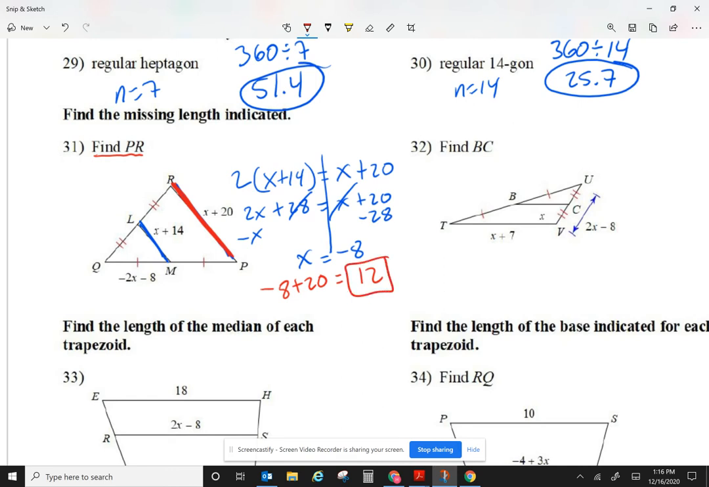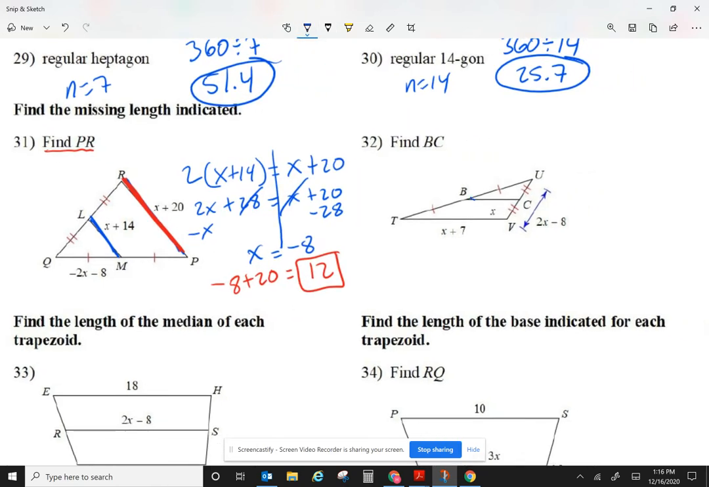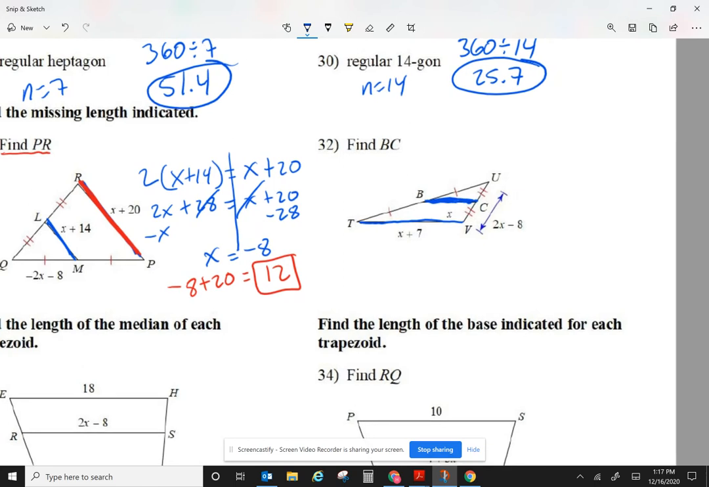So once again, solve for x and then use the value of x. Let's take a look at number 32. The mid segment here it is here. The side that is parallel to it is there. I'm going to ignore everything else.